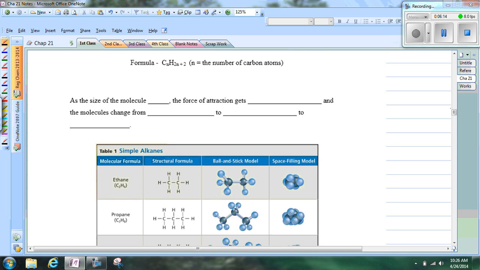As the size of an alkane increases, as the molecule increases, the force of attraction gets greater, and the molecules will change from gases to liquids, and eventually, when the force of attraction is great enough, to solids.